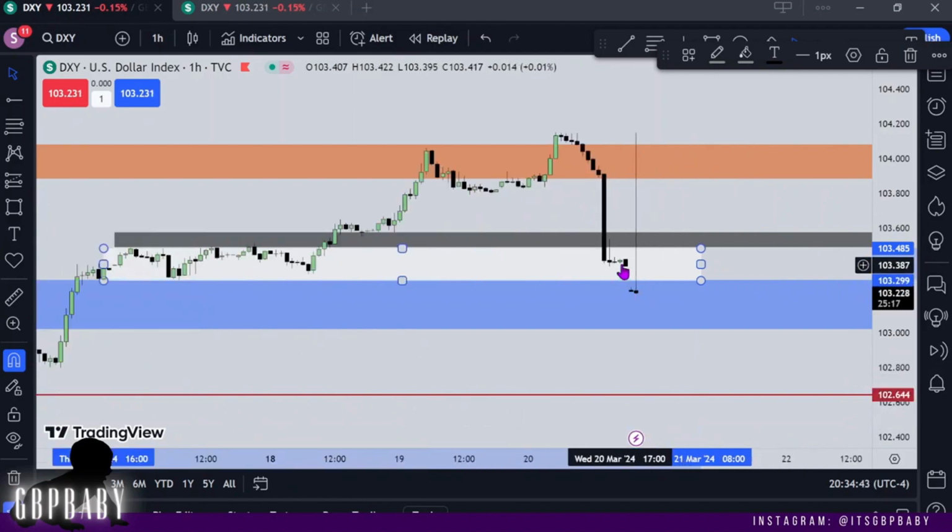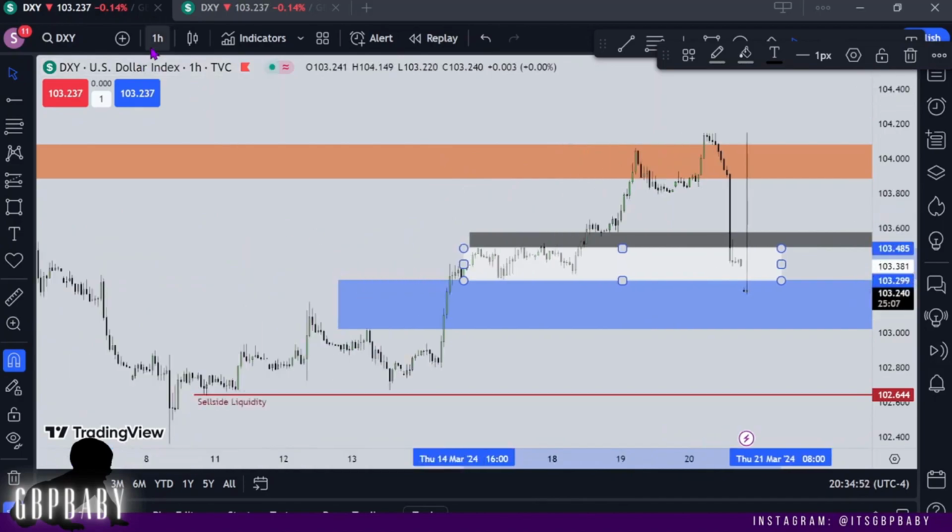And you can see that we've gapped here as well. So I'd like to think that price may want to retrace slightly into that. And if that's the case, so be it. But overall, I'm expecting a lot more bearish price action. And tomorrow should be quite interesting. So I hope that makes sense.